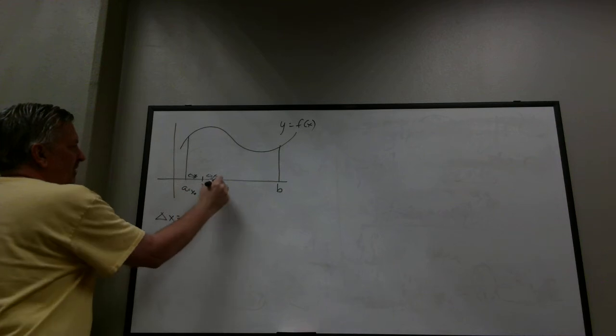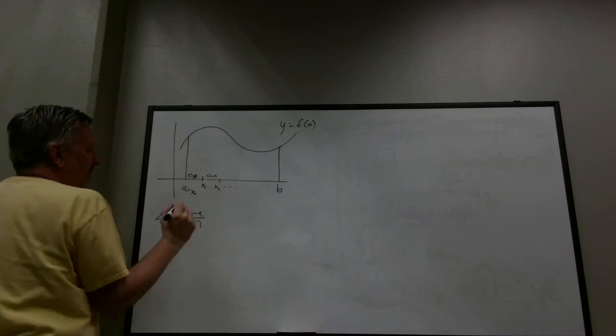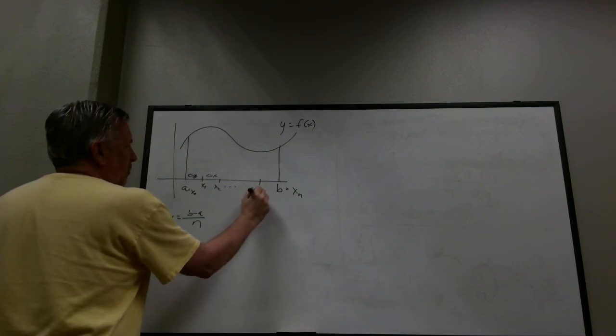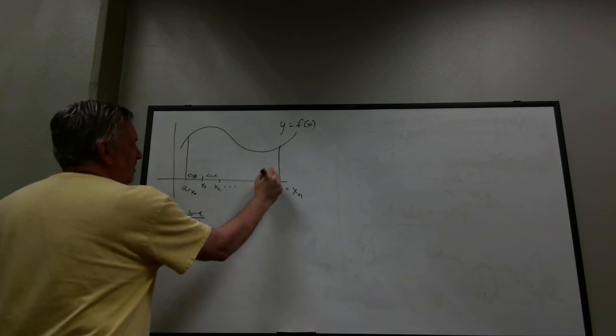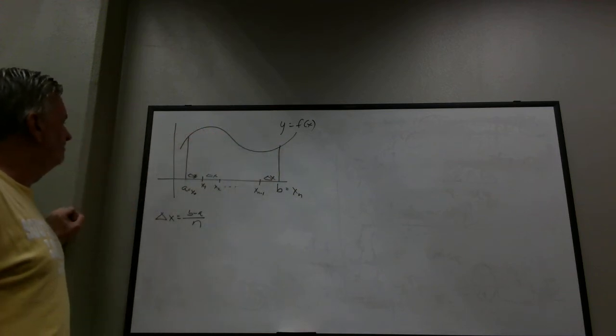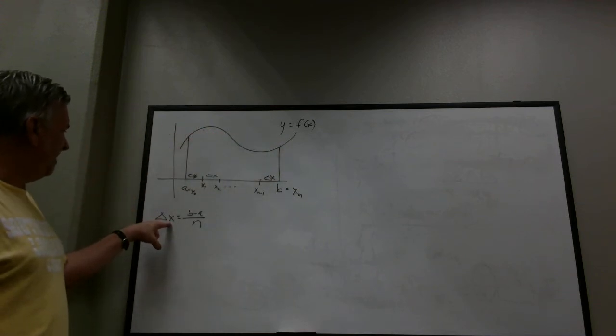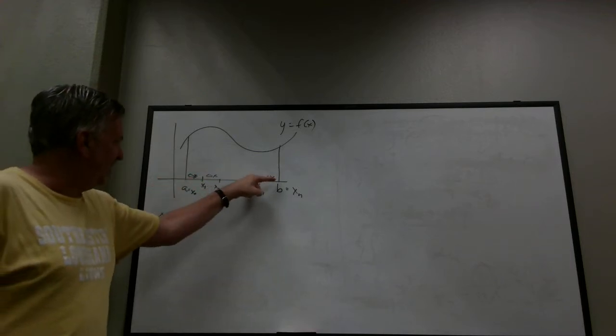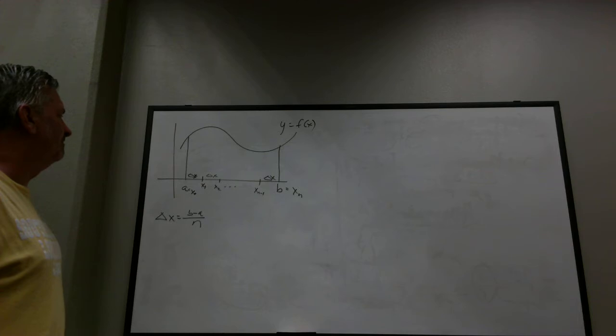So move over another delta x, you're at x2, and you keep going. The last point we called xn, and the point right before is xn minus 1, so there's another delta. So you have n intervals here. Notice what's n times delta x? It's b minus a, right? So if you have n of the delta x's, you get the entire interval.